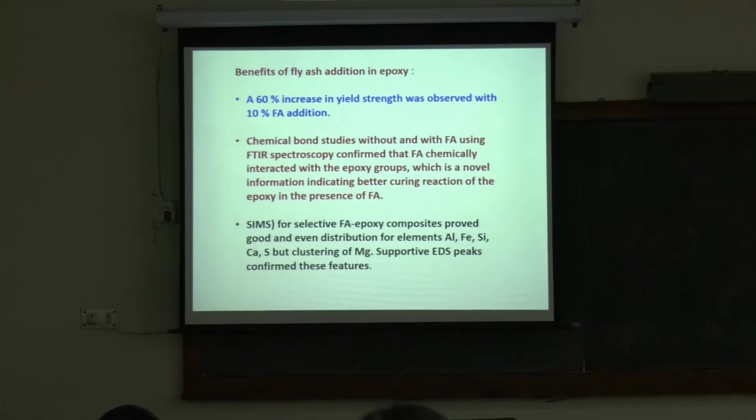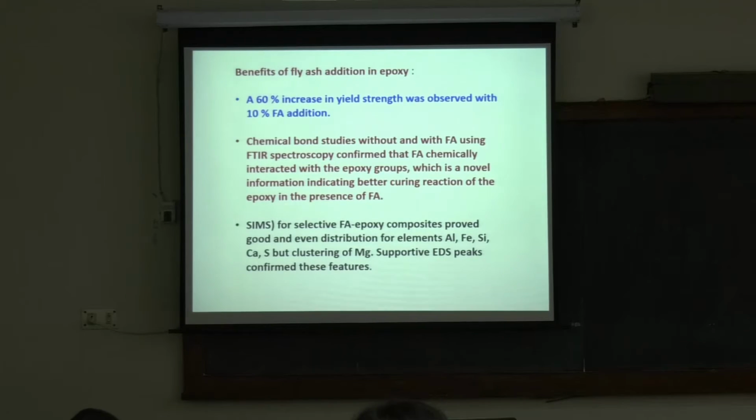Benefits of fly ash addition in epoxy. A 60% increase in yield strength was observed with 10% fly ash, which you remember in the slide showing yesterday. Then chemical bond studies without and with fly ash using FTIR spectroscopy confirmed that fly ash chemically interacted with epoxy, which we have seen before, which is novel information indicating beta curing reaction. And that was the FTIR which we showed yesterday.